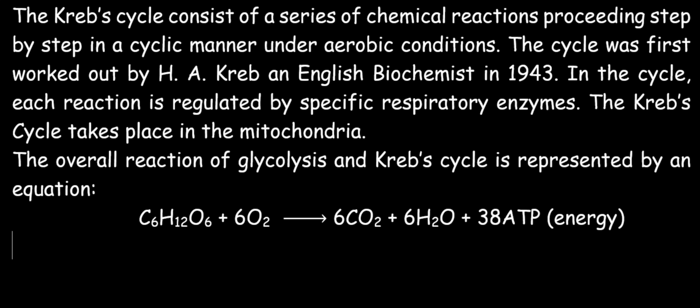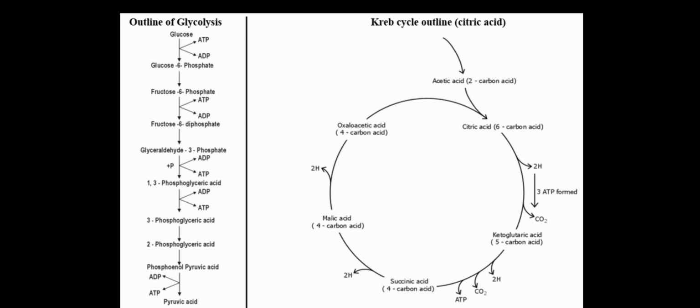So this equation is a combination of both the first and second phase of aerobic respiration. So now let us look at the stages in an outline or in a diagram. This diagram here shows both the first stage and the second stage of the process of aerobic respiration. The first stage, which is the stage of glycolysis, has been outlined.